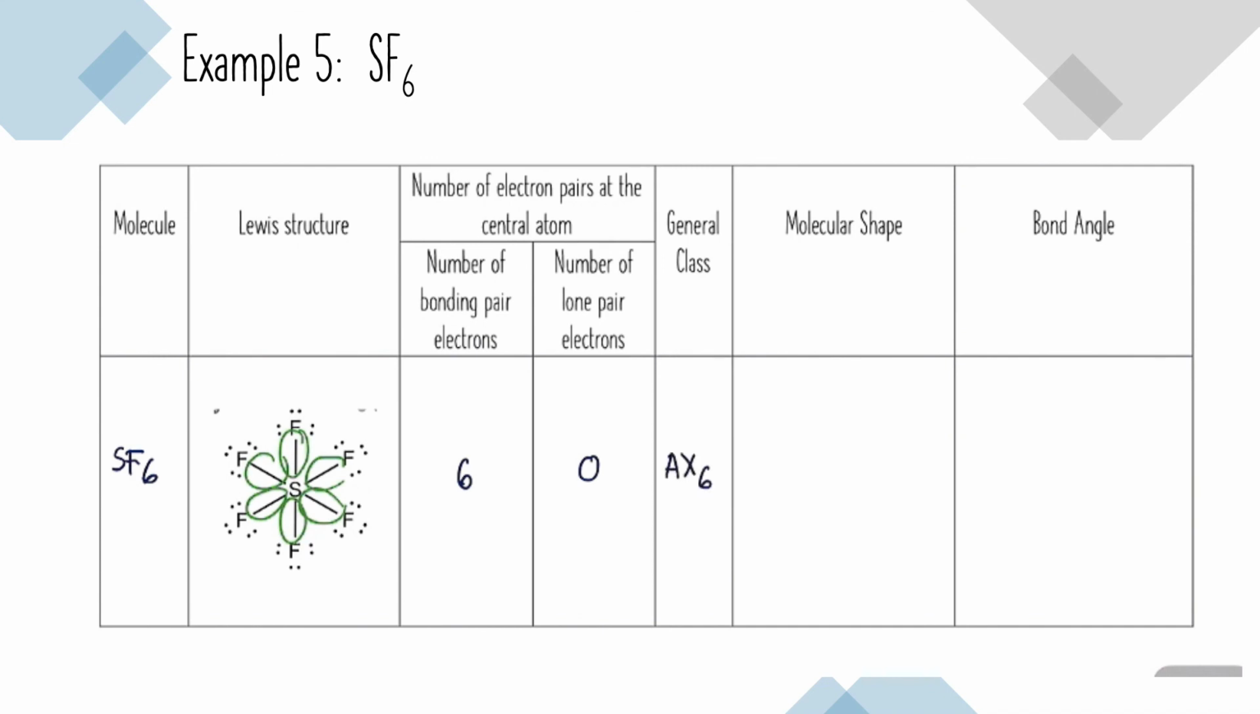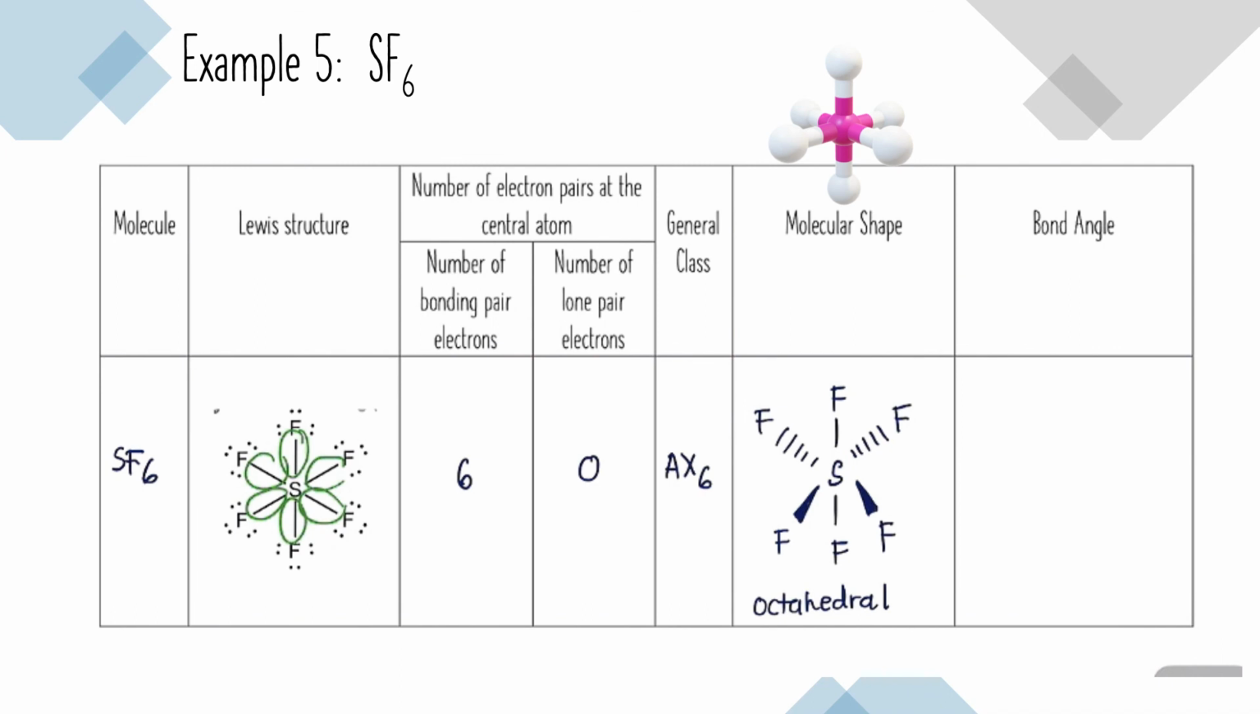So the molecular shape of this molecule is sulfur at the center, one fluorine at the top, another one at the bottom. One is pointing forward on the left side. One is pointing forward as well at the right side. One is pointing backward. And another one pointing backward as well on the left side. So this is what we call an octahedral shape.